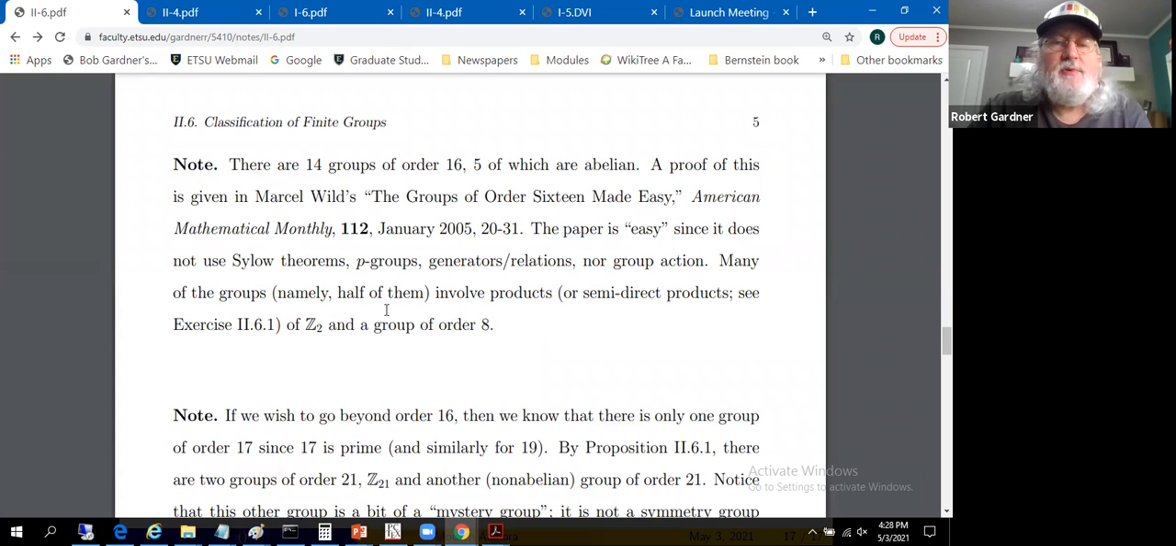Many of these groups, about half of them, involve products. So we've got the regular old direct product of groups or direct sums of groups that we've dealt with. And the semi-direct product ideas come up in passing, and it's mentioned in some of the exercises. So several of these involve products of some sort of a group of order 2 with a group of order 8, be it a direct product or a semi-direct product.